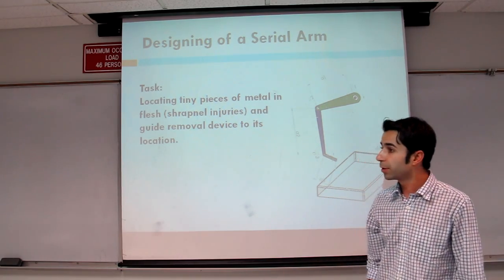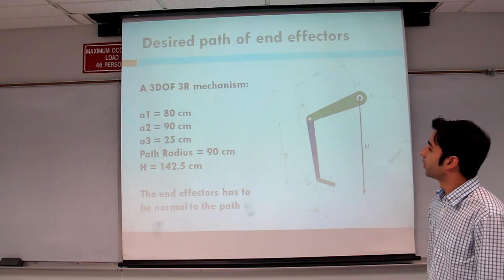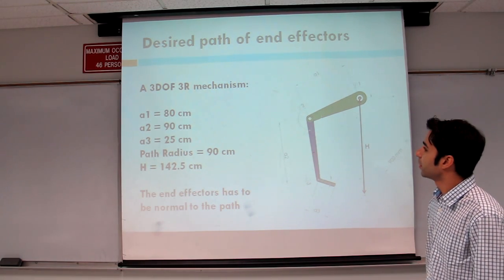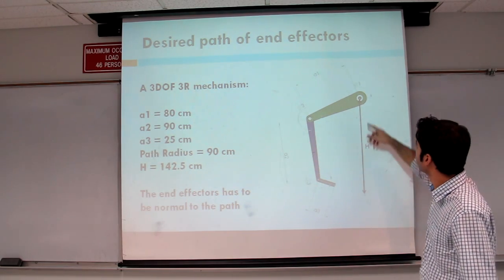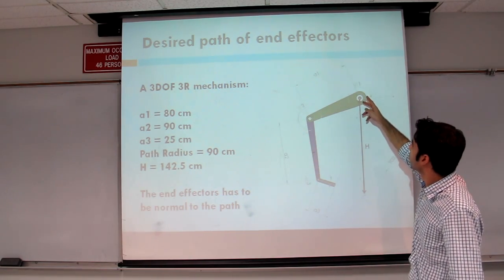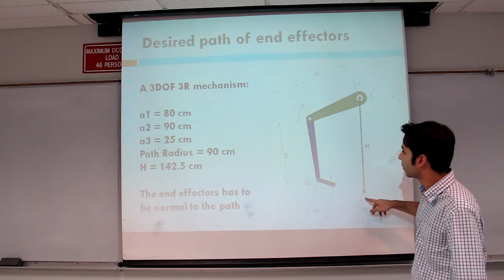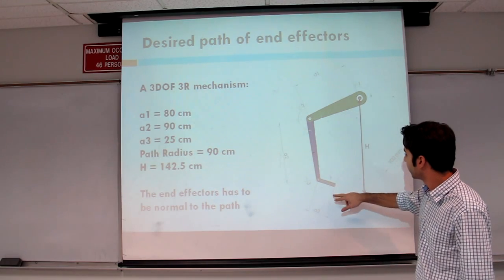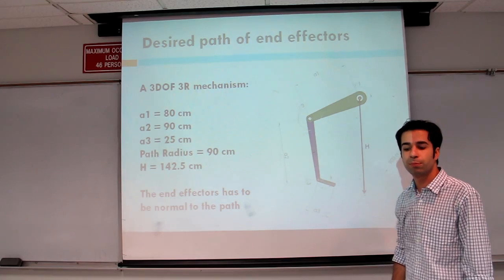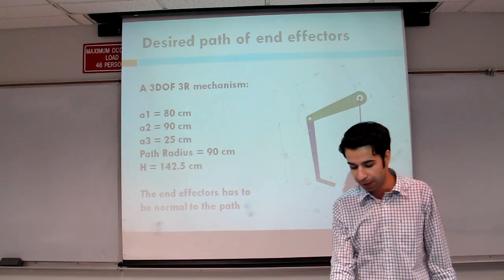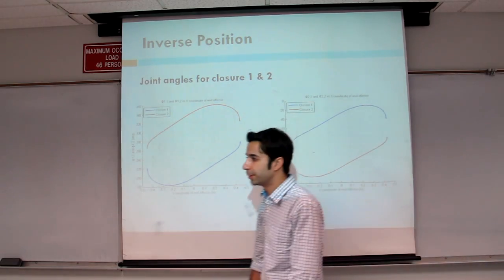In the next slide, we are going to show the design parameters. As you can see here, we have chosen our link lengths, which are A1, A2, and A3, and also the height of the support of the mechanism, which is measured from the center of the bed. And the end effector is going to move on this semicircle, and it's going to be always perpendicular to its path. Now the inverse position is going to be described by Hadi.